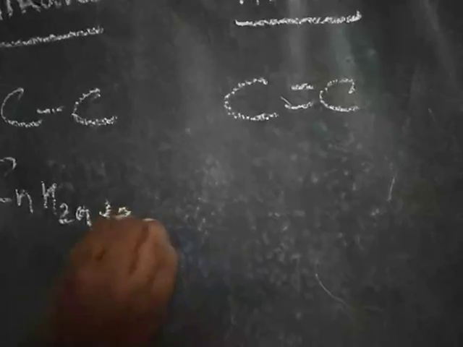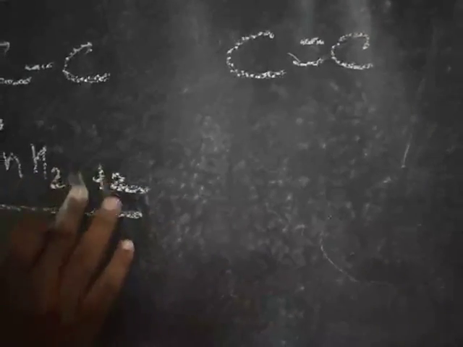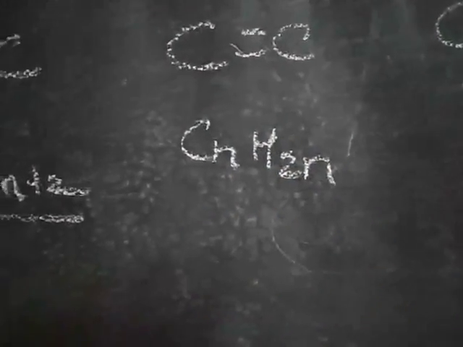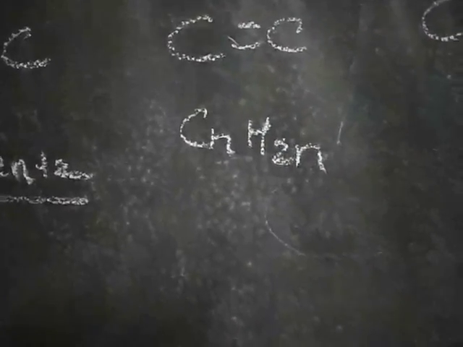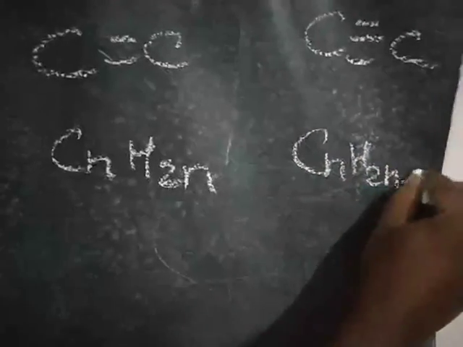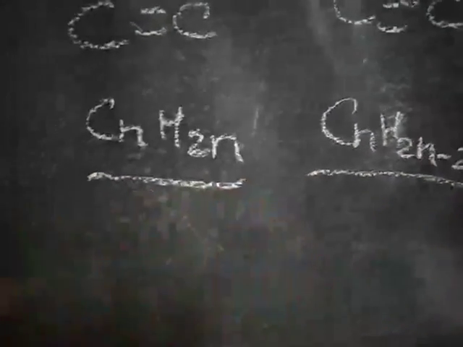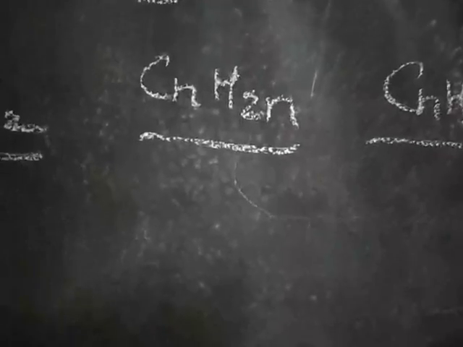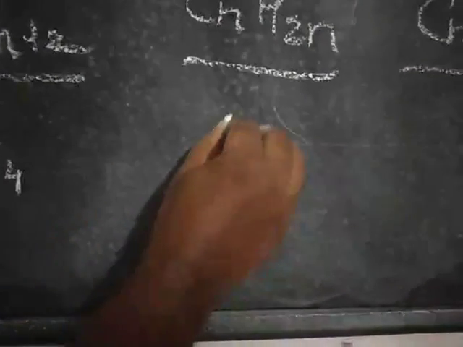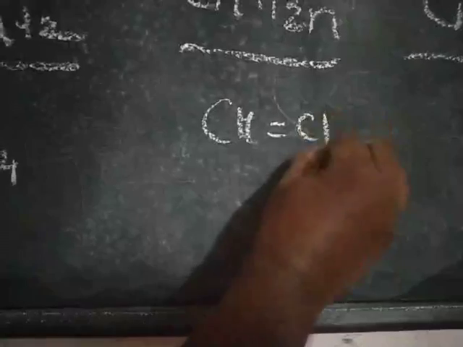So what is the general formula for alkane? CnH2n+2. For alkene, CnH2n. For alkyne, CnH2n-2. For alkane, an example is methane, CH4.